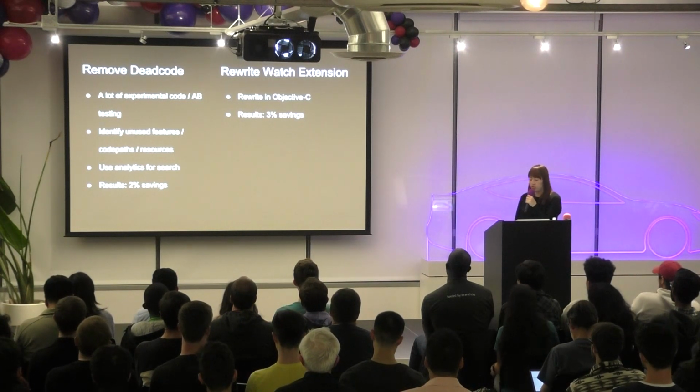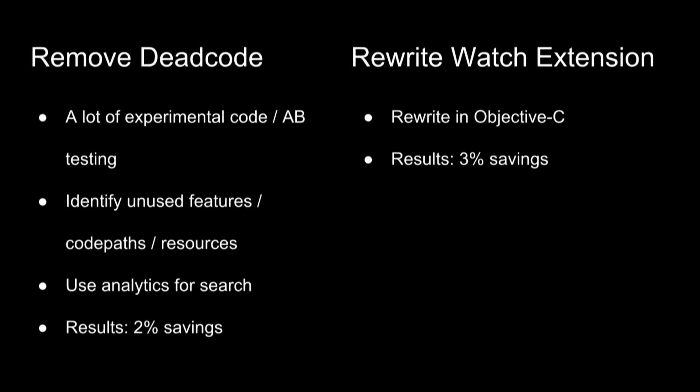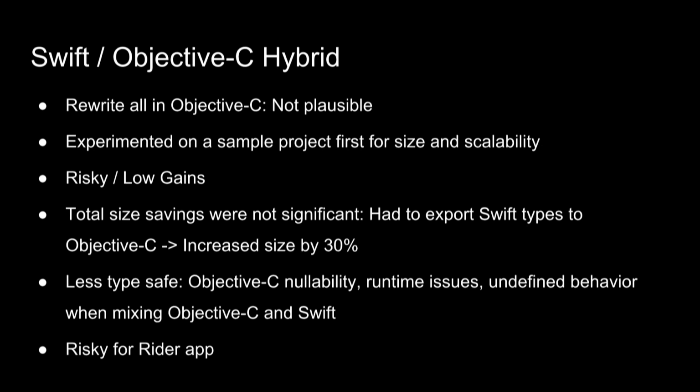We also rewrote our Watch app extension in Objective-C. This was separated and small enough that we could rewrite it easily, and that gave us about 3% savings. We also looked into rewriting the Writer app in Objective-C, but because of the size and scalability, this was not plausible. The Writer app is much bigger and has a lot more users.